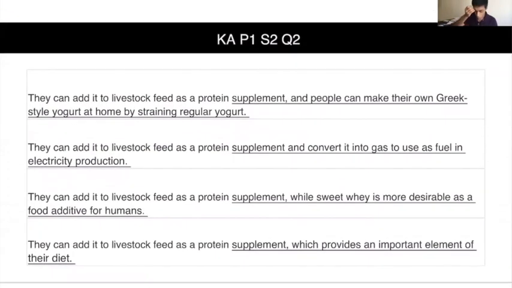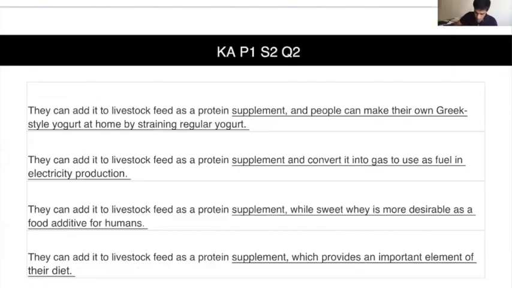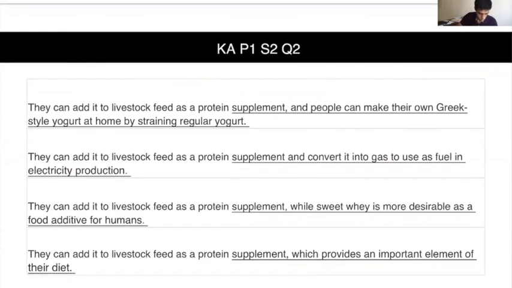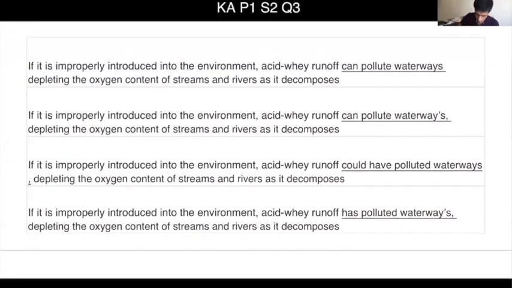Okay, so, is it this? Yeah, so look, I've already made a mistake. This is supposed to be Q3. Okay, so what are they saying to us? This is question two. Question three is below this. Oh, this is question two? Okay, is it this one? Oh yeah, there we go. Question three is can pollute. Yes, okay, perfect. Thank you.